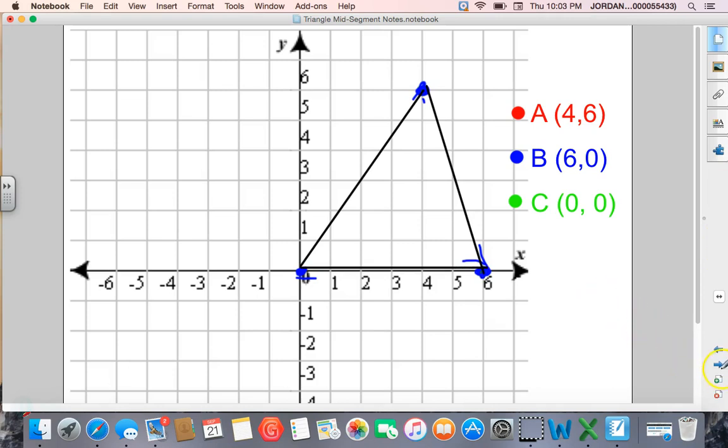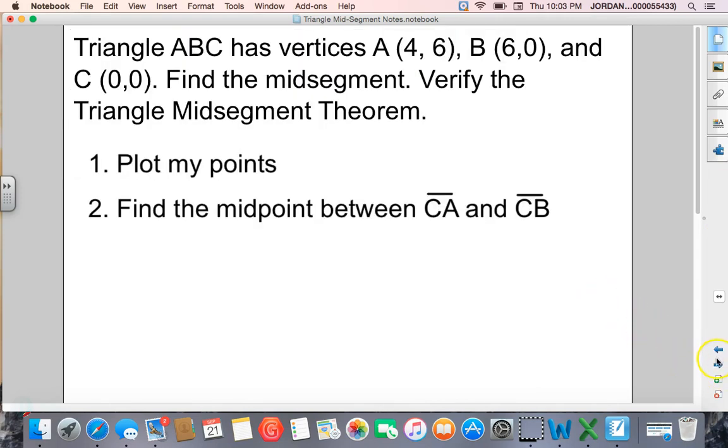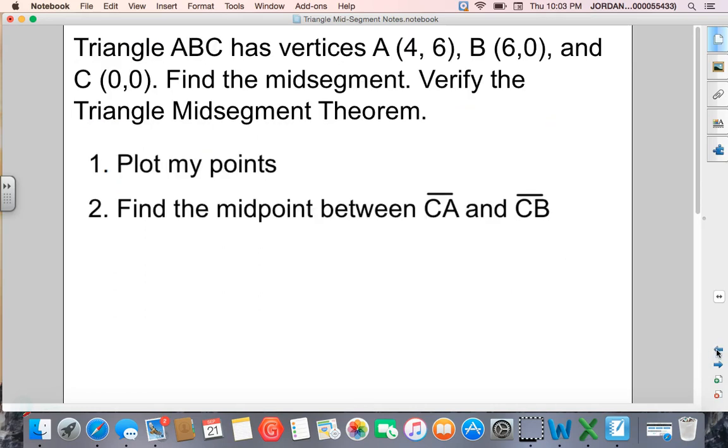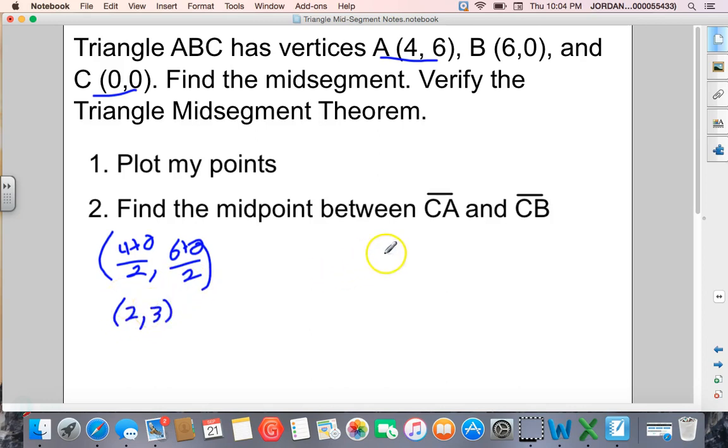Alright, now the second step. Remember that second step, find the midpoint between CA and CB. Now this problem though, we're going to find the midpoints between CA and CB. So C and A, using the midpoint formula, going to add the x's, 4 plus 0 divided by 2, and 6 plus 0 divided by 2. 4 plus 0 is 4, divided by 2 is 2, 6 plus 0 is 6, divided by 2 is 3. So that midpoint's 2, 3.